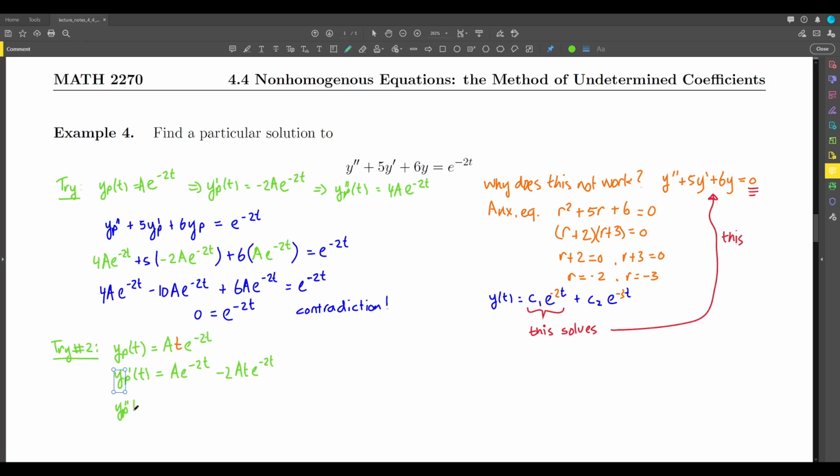And then yp double prime of t, we're going to need a product rule for this part. The first part is negative 2a e to the power negative 2t, and then a product rule for the second part, we get negative 2a e to the power negative 2t, and then the last part is plus 4at e to the power negative 2t.